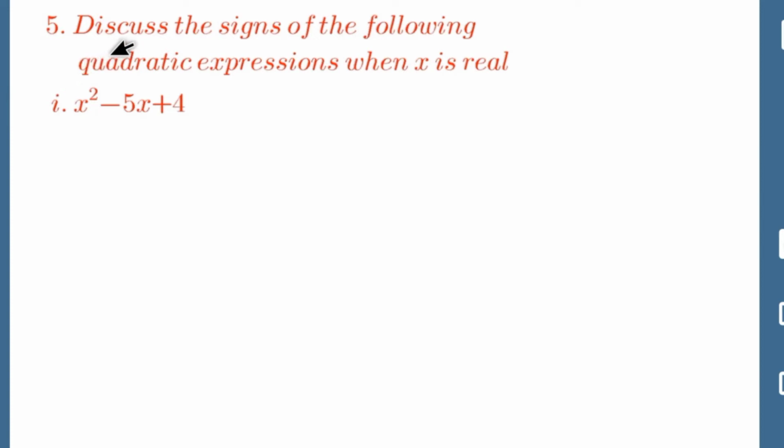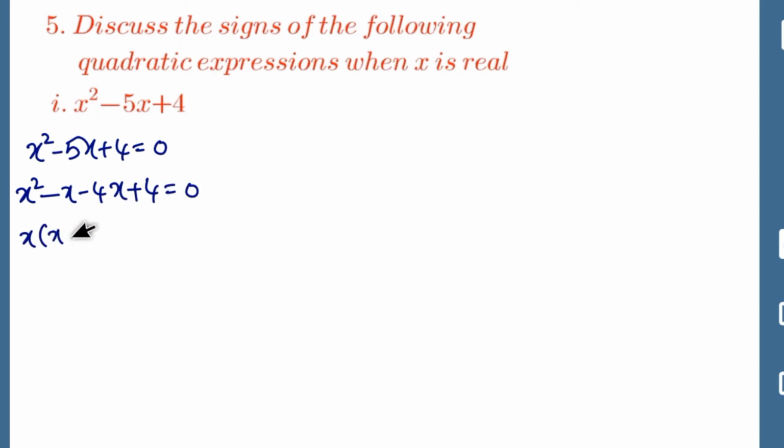Next question, discuss the sign of the following quadratic expression when x is real. So discuss signs means when it is positive, when it is negative, for what value of x. Okay, first factorize it. Let x square minus 5x plus 4 equals to 0. So what are the factors? 1 into 4. So x square minus x minus 4x plus 4 equals to 0. x common, x minus 1, next minus 4 common, x minus 1 equals to 0. x minus 1 into x minus 4 equals to 0.